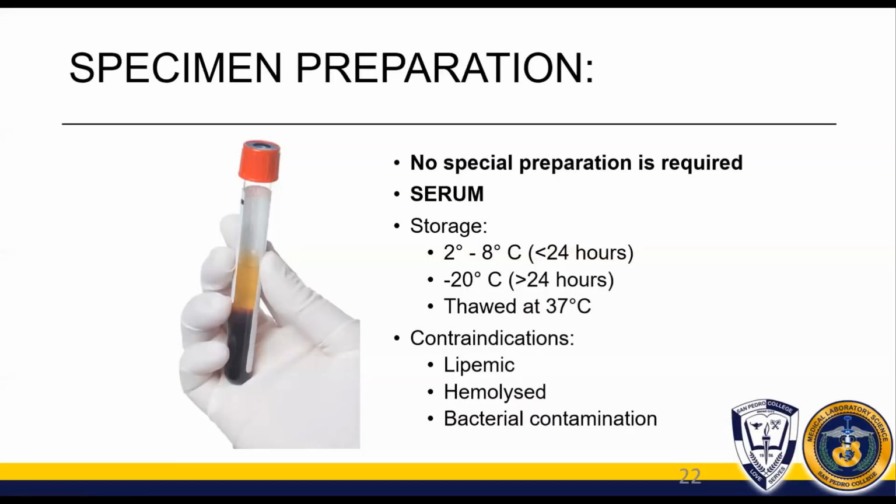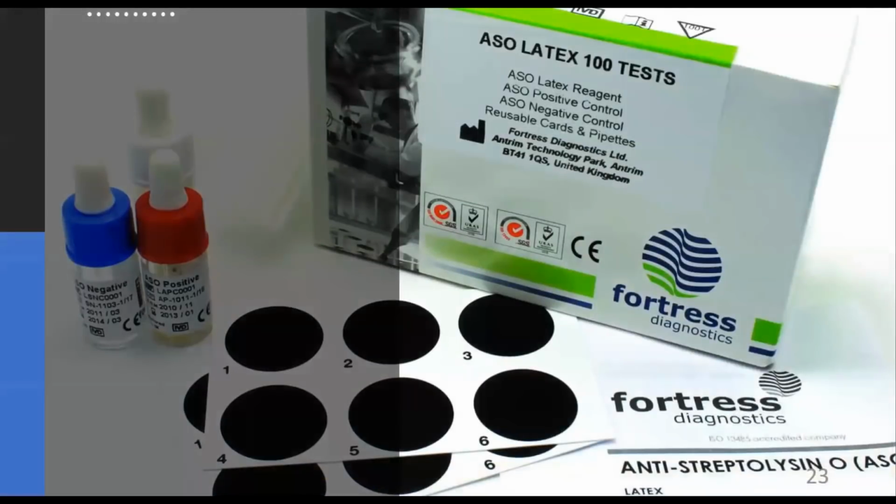Hemolyzed samples are basically reddish in color of the serum. And the reddish color is because of the release of the hemoglobin. So, when you receive a hemolyzed sample, again, it cannot be processed. Always repeat collection. So, how do we perform ASO testing?